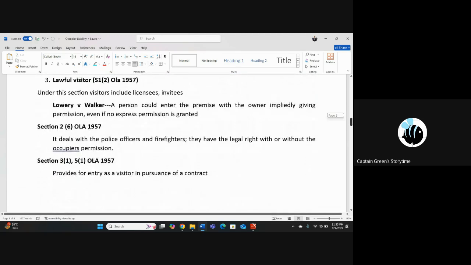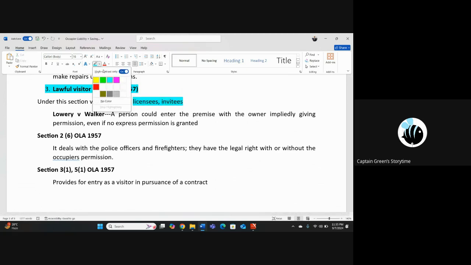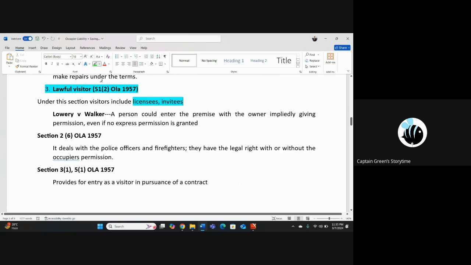Moving on to our third factor, which is lawful visitor. As we studied, the 1957 Act deals with lawful visitors. Now we will check whether the person in the problem question is a lawful visitor or not. Under this section, visitors include licensees or invitees. If a person has a license to move into a place or enter a home, and that license could be implied or express, then he would be considered a visitor.